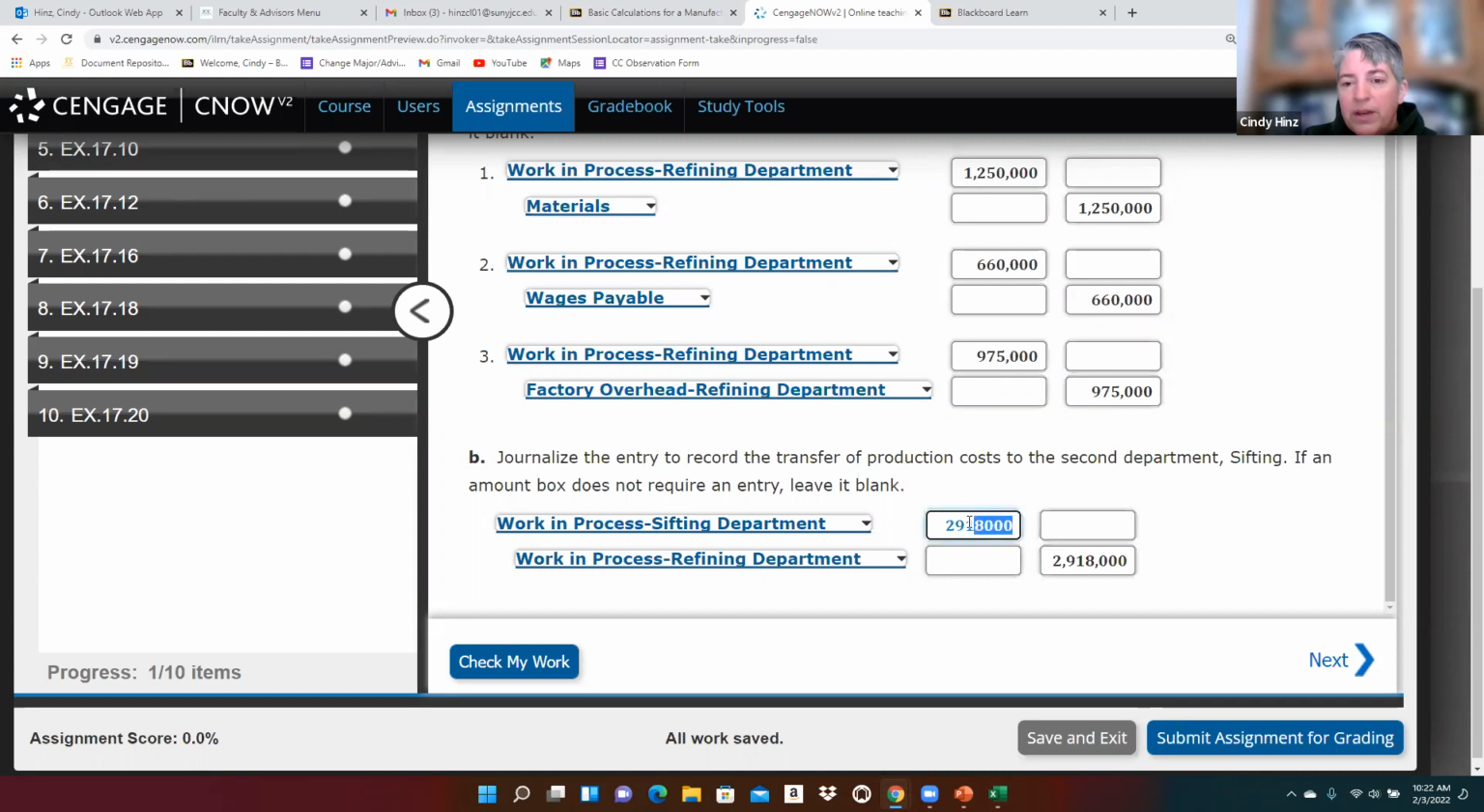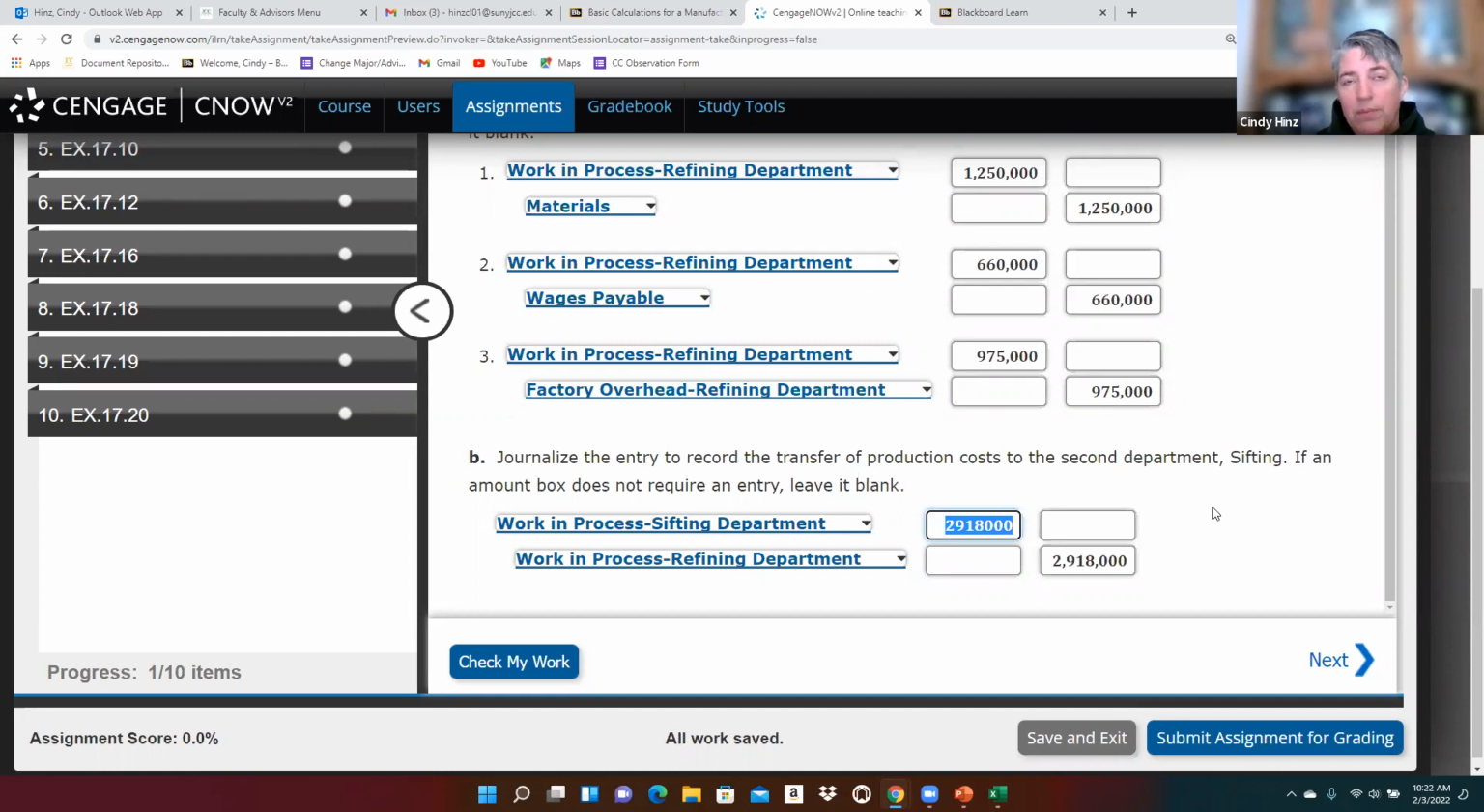number, the 2,918,000, already has in it direct materials plus direct labor and overhead. So it's okay in the sifting department if we don't add any more direct materials. Those costs are still in there because they were transferred in from the refining department. So as I already explained, it just adds an extra layer that we need to consider as we're looking at the costs in the sifting department.